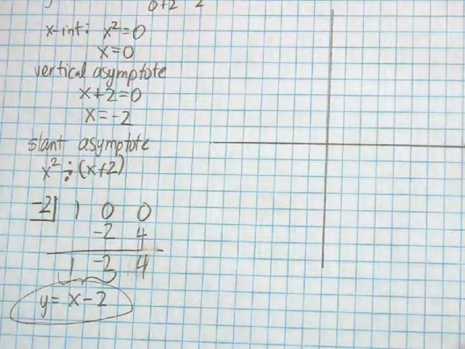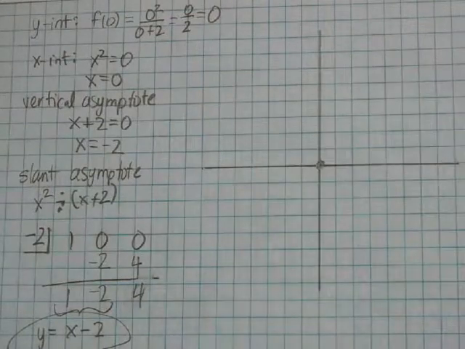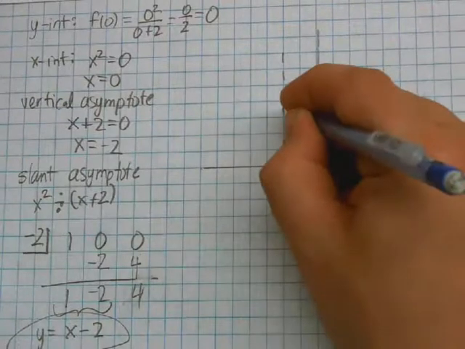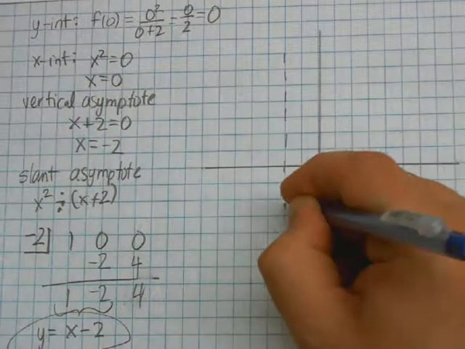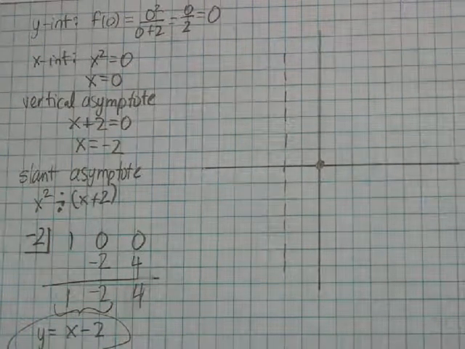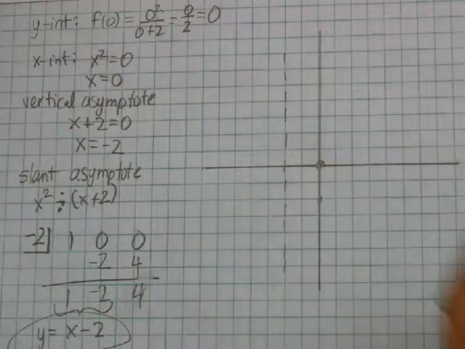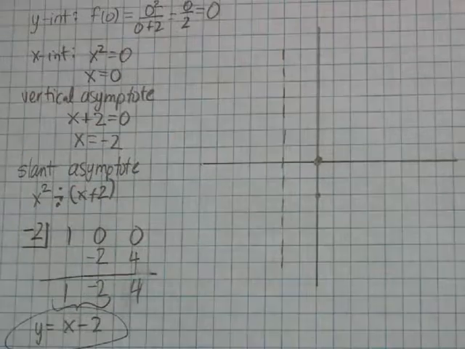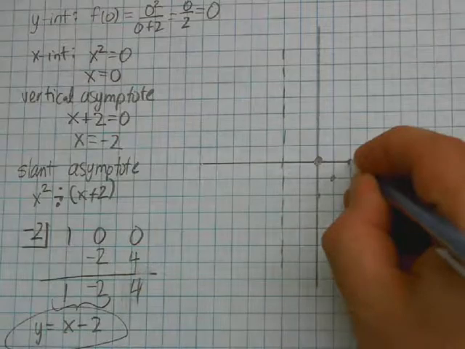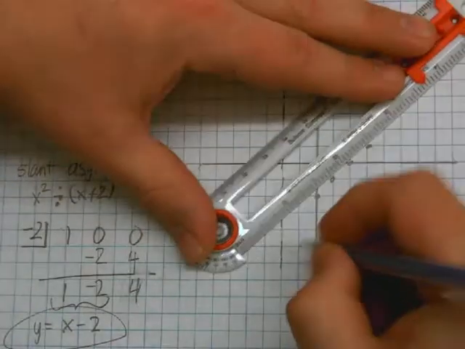So there's my graph. There's my x and y intercept. My vertical asymptote is at x equals negative 2. And my slant asymptote is at y equals x minus 2. So there's the y-intercept of the slant asymptote. The slope is 1. Up 1 over 1. Do that a couple times. And then go ahead and draw in our slant asymptote.